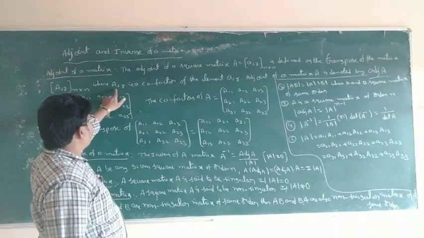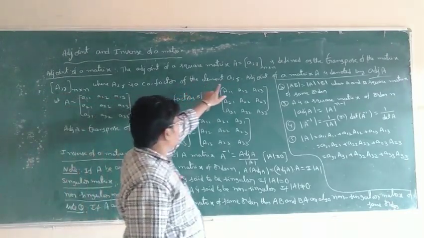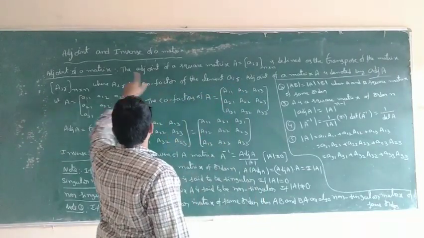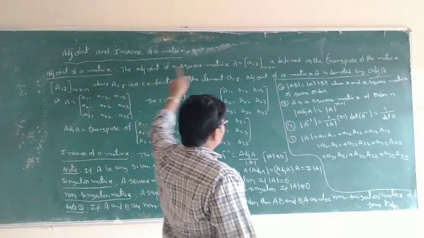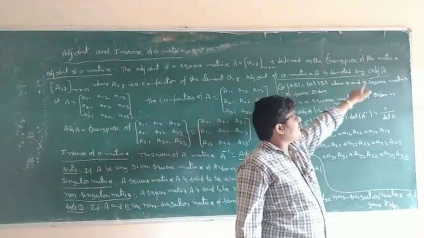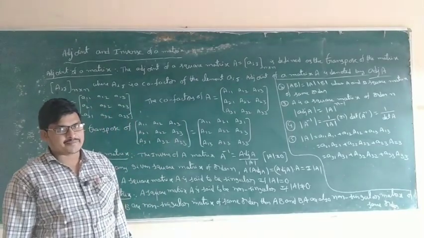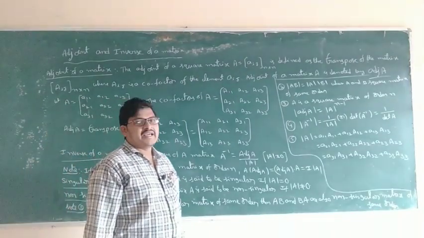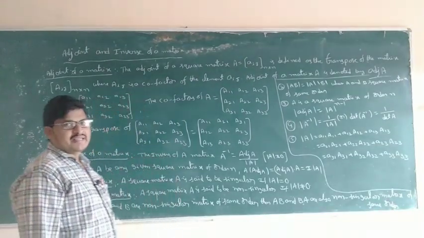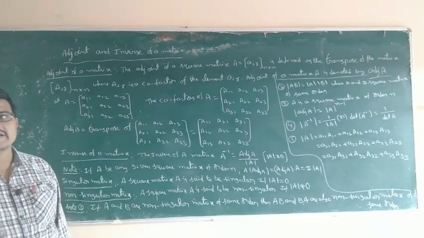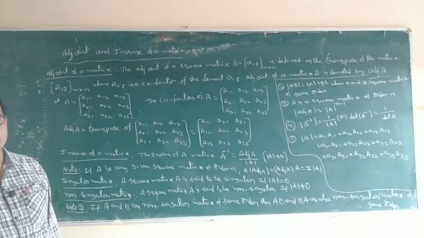So capital Aij is the cofactor of the element small aij. The minor is denoted by capital Mij. The cofactor of aij is denoted by capital Aij. So adjoint A is denoted by ADJ. ADJ means adjoint, simply adjoint A.